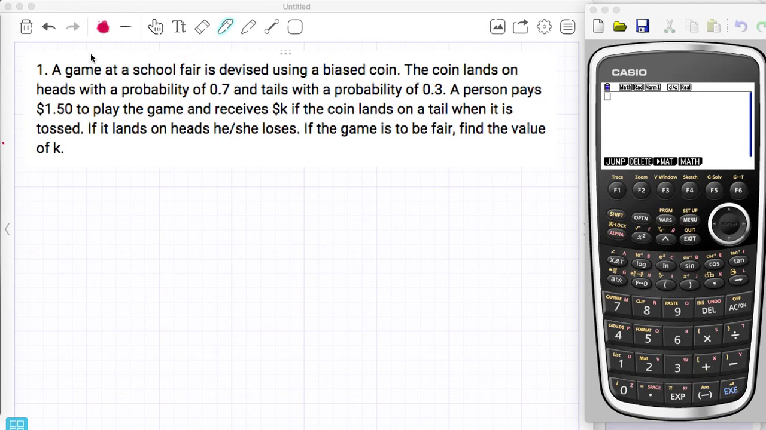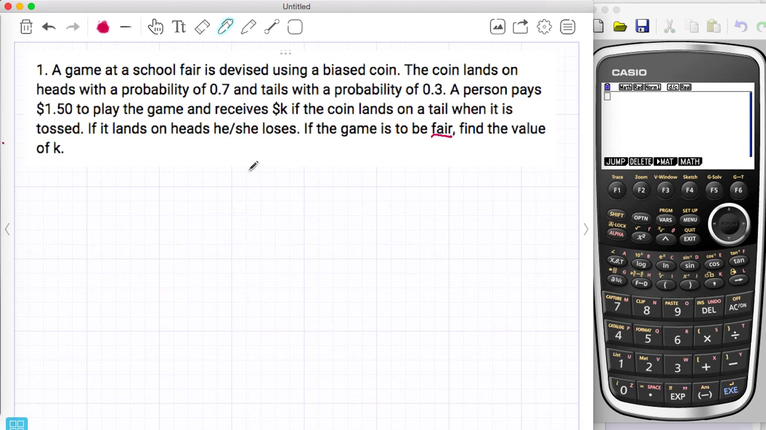Okay, this is an SL question, and it's come up a few times. Similar questions come up a few times in recent exam years. So it's about a game, and the key word, although I've used it twice, school fair, the key word if the game is to be fair. So you can have a read of it, but this is the key word that we're looking at here, fair.